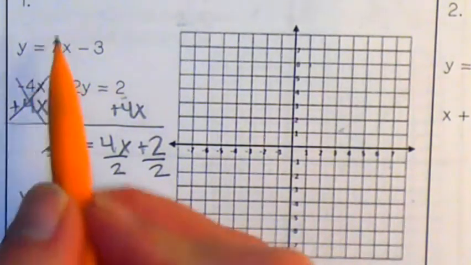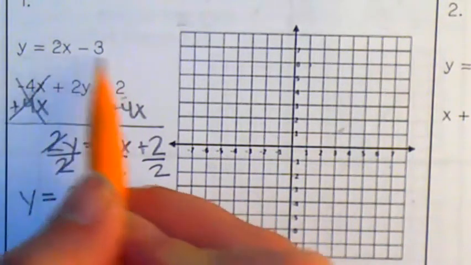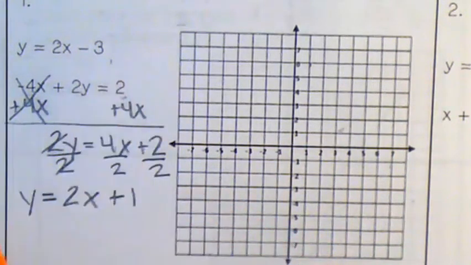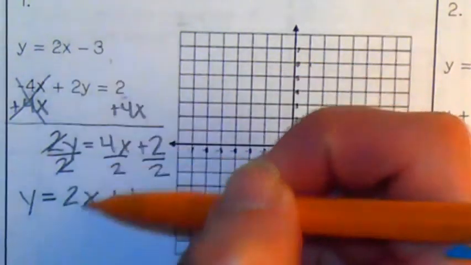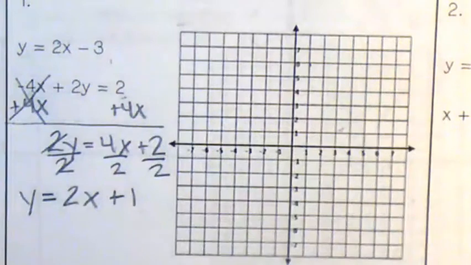Interesting. So now I have two equations. Y equals 2x minus 3. Y equals 2x plus 1. They've got the same slope, but different y-intercepts. Let's see what happens when we graph it.